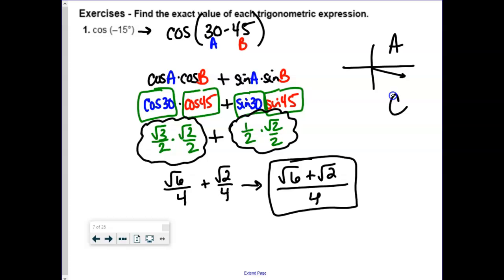Okay? Now, you're like, ooh, if I recognize that later on in my homework, can I just write down square root of 6 plus square root of 2 over 4? And the answer is no. You're going to show me the breakdown, the substitution, and all of it.